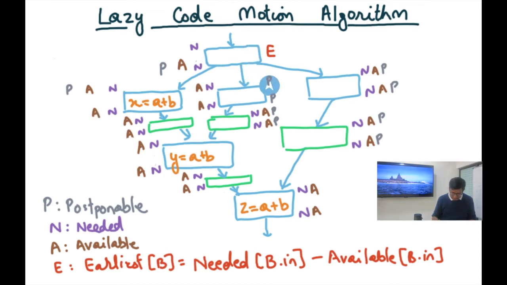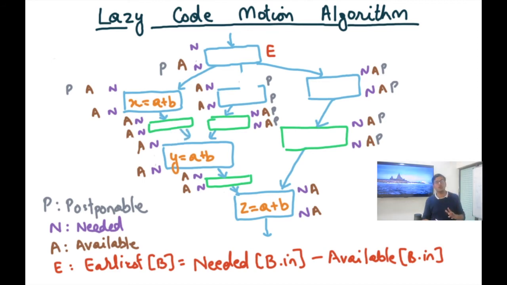Similarly, on this path, it's postponable, postponable, postponable, postponable, and also postponable here, but not postponable here because it's seen a use. Oh, sorry, it's not postponable here either. Okay, sorry, this is not one. So although on this particular path, a plus b is postponable till this point, on this path, it's not postponable.